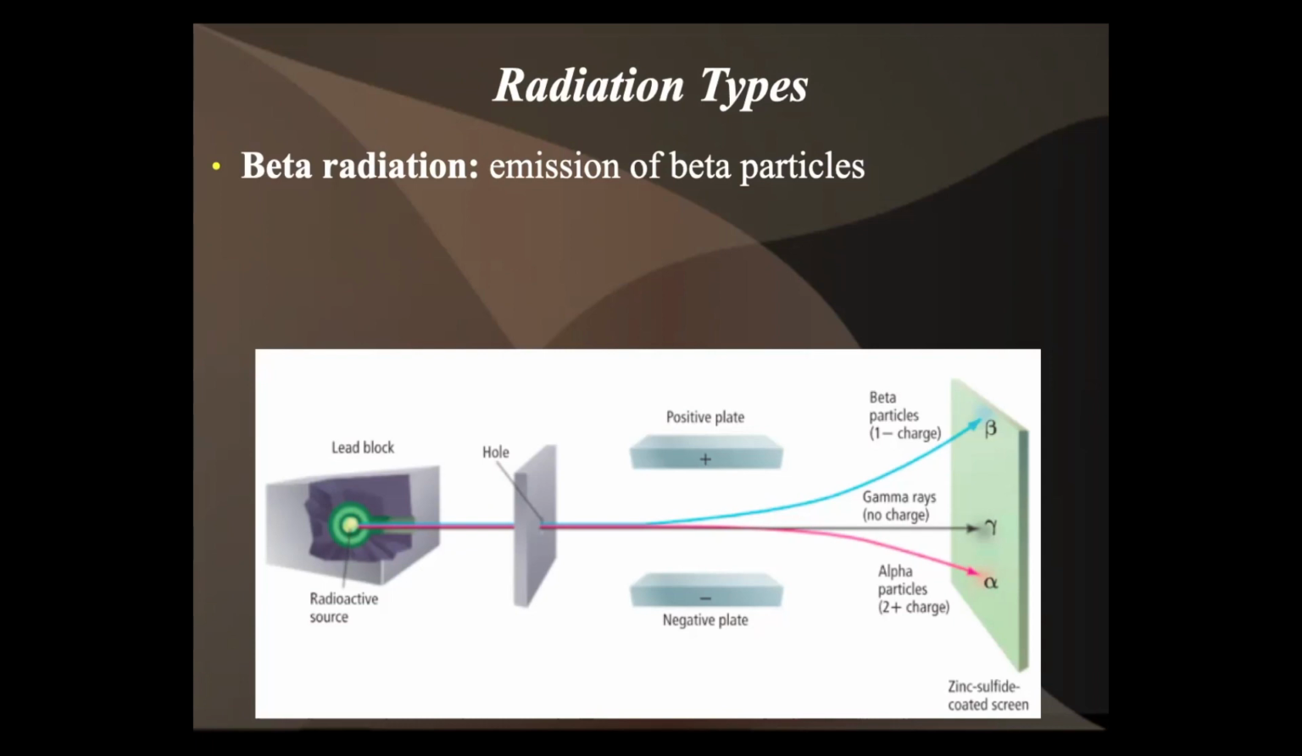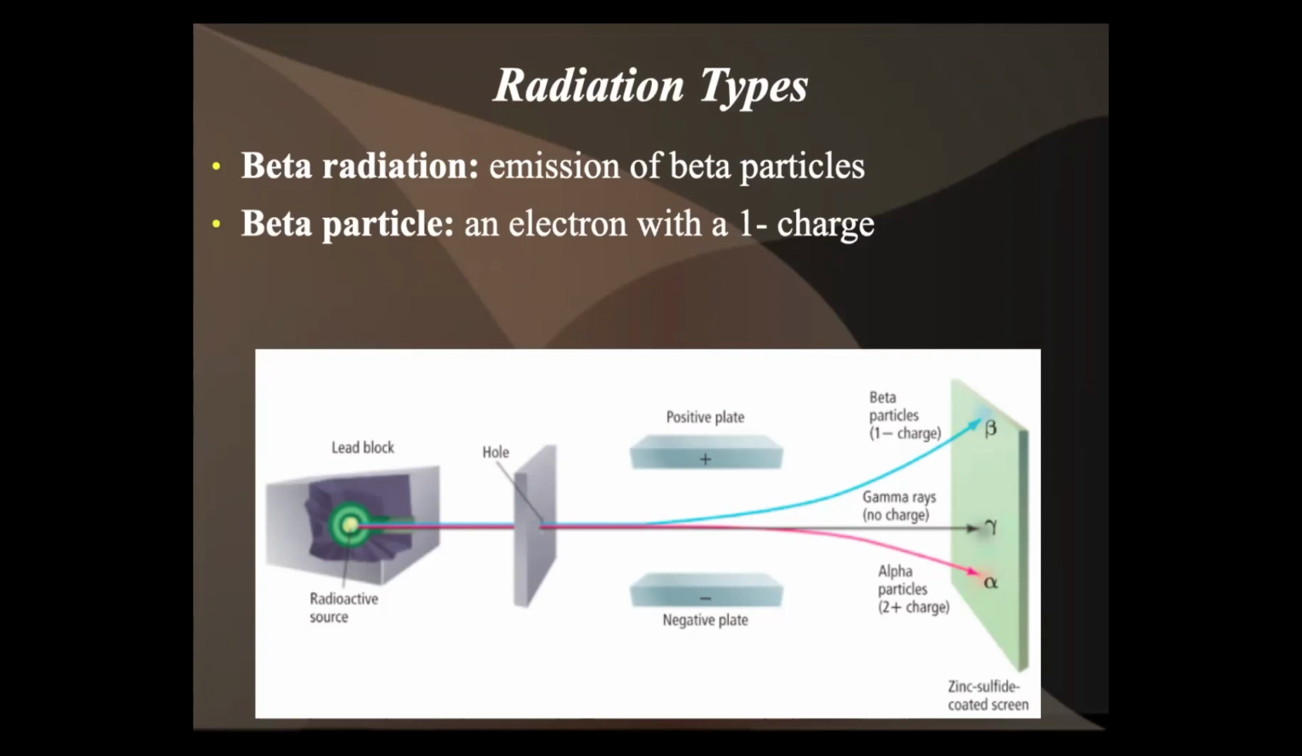And then the top one, beta, that's the blue line. So beta curves upward towards a positive plate. So beta has a negative charge, negative attracts positive, and that's why it moves upward. So beta radiation is the emission of beta particles. And a beta particle basically is an electron.